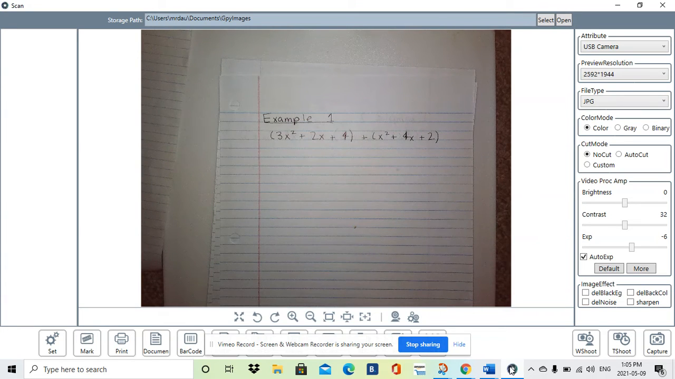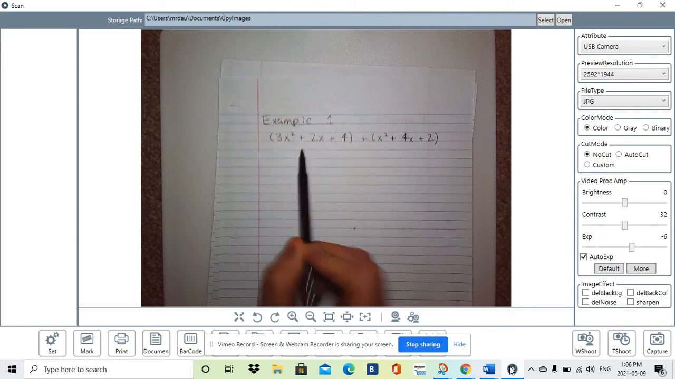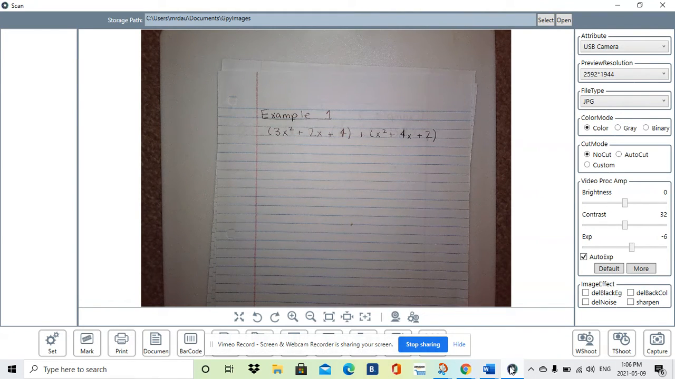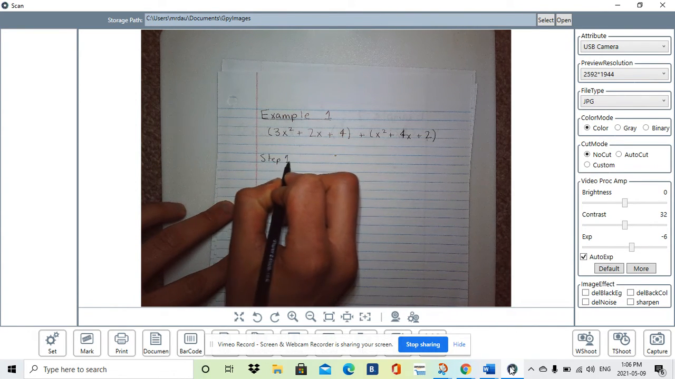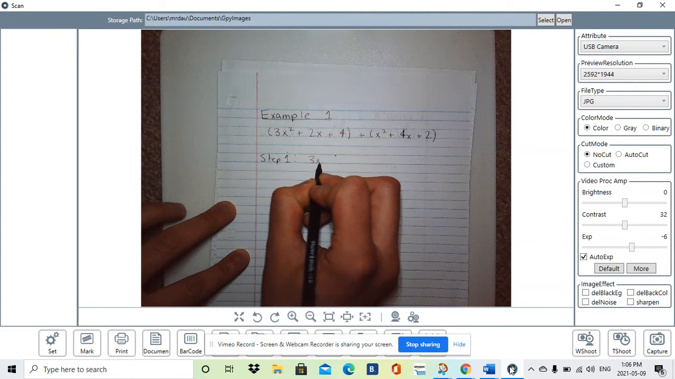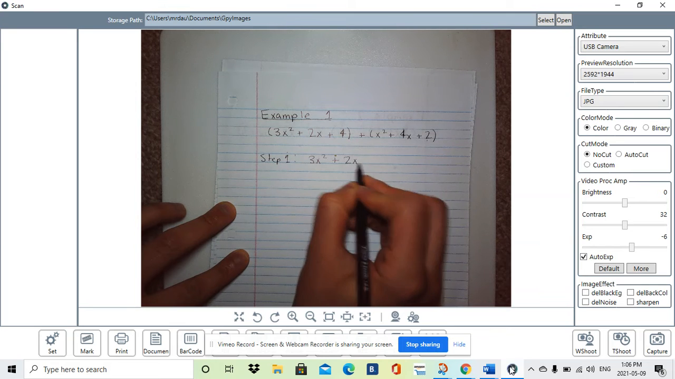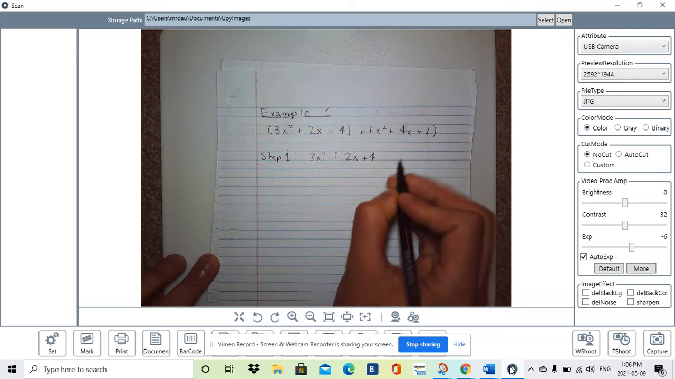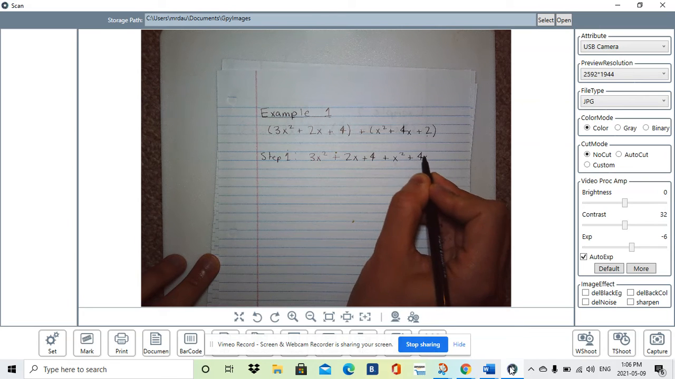All right, let's do example 1 first. We have two polynomials. The first polynomial is 3x squared plus 2x plus 4, and our second polynomial is x squared plus 4x plus 2. Our first step is to remove the brackets. So it becomes 3x squared plus 2x plus 4. We removed the brackets of the first polynomial, and now we remove the brackets of the second. So it's going to be plus x squared plus 4x plus 2.